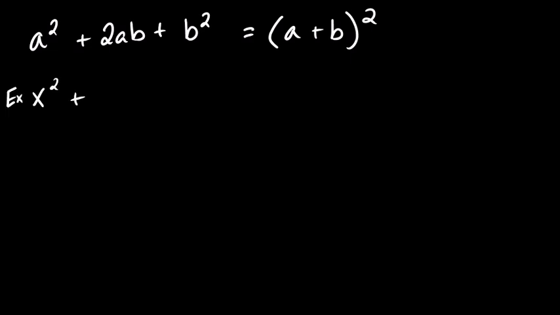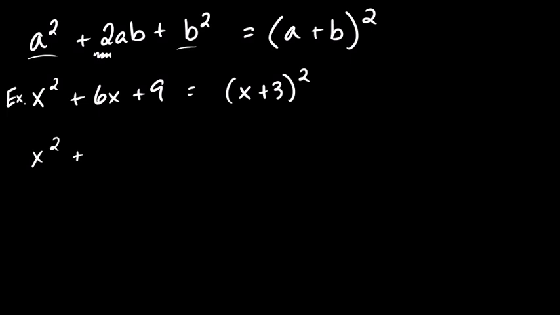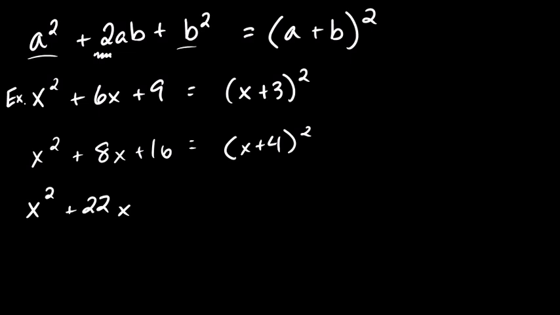Alright, example. X squared plus 6x plus 9. It's going to factor into an x plus 3 times an x plus 3, or x plus 3 squared. All right, the middle term is going to be double whatever a times b is. X squared plus 8x plus 16 equals x plus 4 squared. X squared plus 22x plus 121 equals x plus 11 squared.